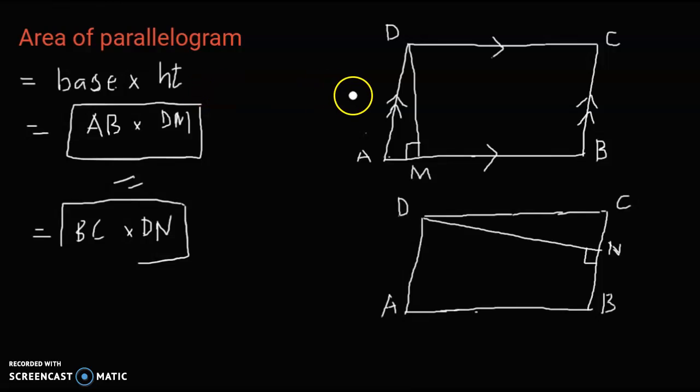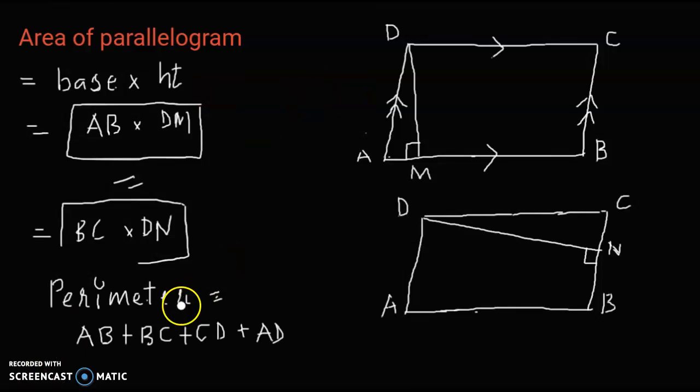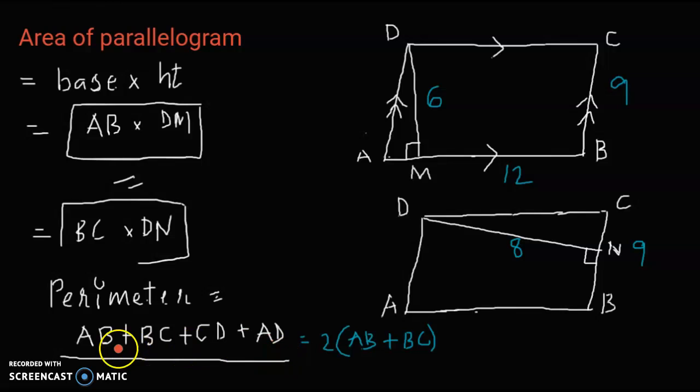For the perimeter of the parallelogram, it will be the sum of all the four sides: AB plus BC plus CD plus AD. But we also know that AB is equal to CD and BC is equal to AD in a parallelogram. So we can say that the perimeter of a parallelogram is 2 multiplied by AB plus BC. That will be the formula.